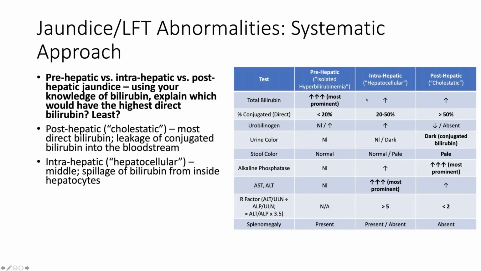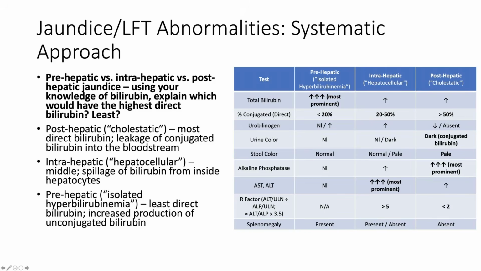Intrahepatic is going to be in the middle. So you're in the process of conjugating it. You're conjugating some of it, but because of damage to the liver cells themselves, you're going to have spillage of bilirubin from inside the hepatocytes. The prehepatic, there's the least direct bilirubin. You are increasing the production of unconjugated bilirubin in most of these cases. The other cases of isolated hyperbilirubinemia would be like what we saw before with Gilbert, where the problem is that you just can't conjugate it.